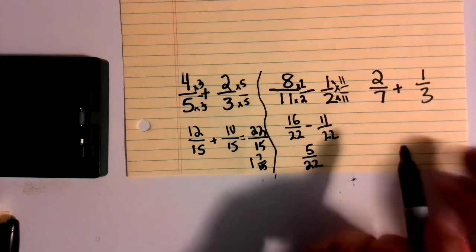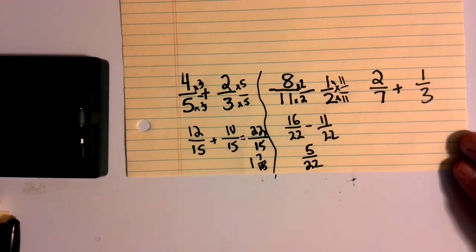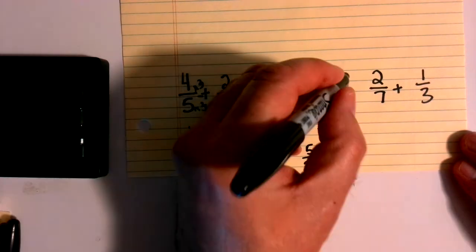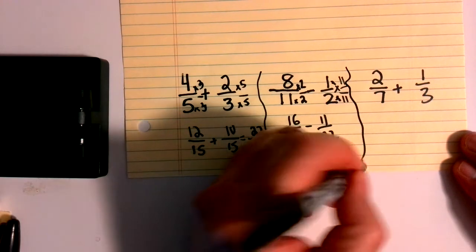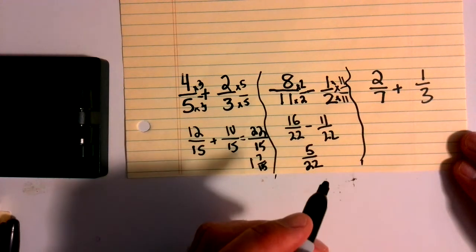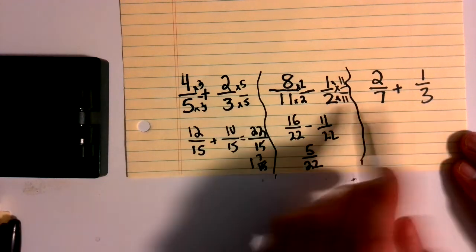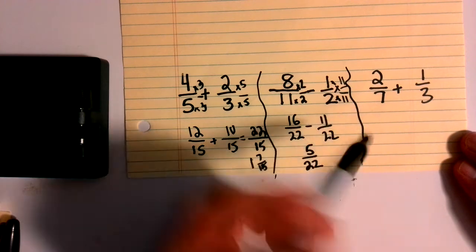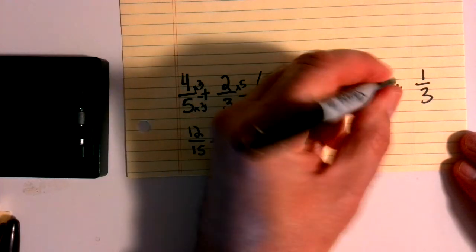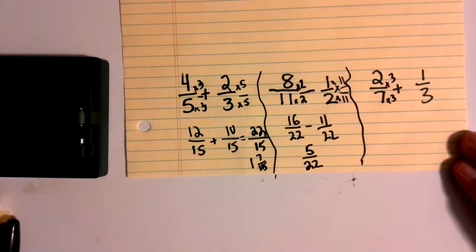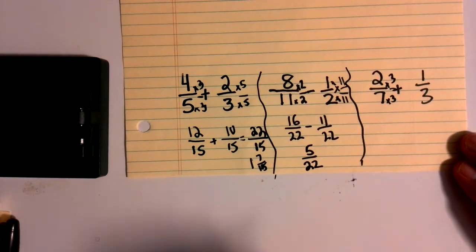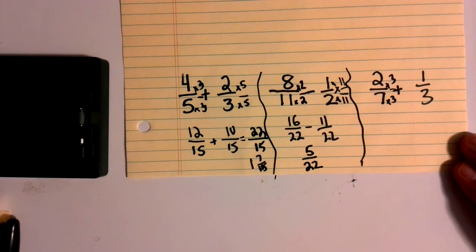And then finally, 2/7 plus 1/3. Again, I'm going to use that quick common denominator strategy, and I'm going to just multiply 7 times 3, which is 21. So I'm going to express both of these fractions in 21sts. To do that, I multiply the first fraction by 3 over 3. Again, 3 over 3 is 1. So if I multiply that by 1, I don't change its value.